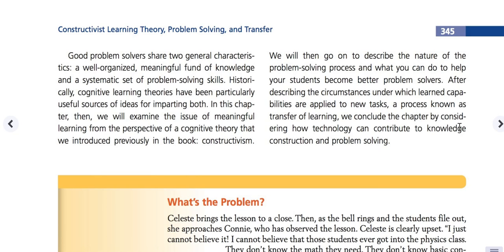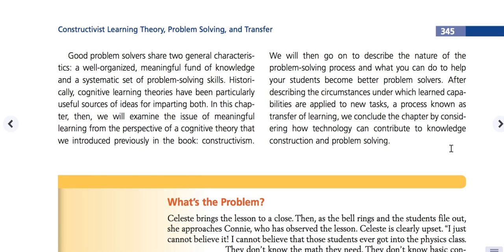Good problem solvers share two general characteristics: a well-organized, meaningful fund of knowledge and a systematic set of problem-solving skills. Historically, cognitive learning theories have been particularly useful sources of ideas for imparting both. In this chapter, then, we will examine the issue of meaningful learning from the perspective of a cognitive theory that we introduced previously in the book, constructivism.